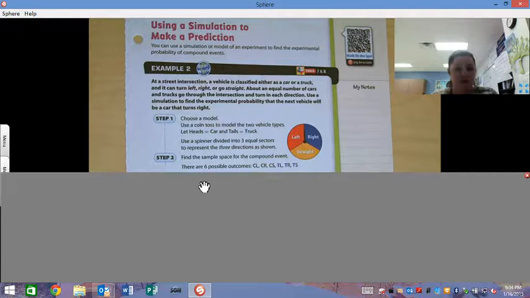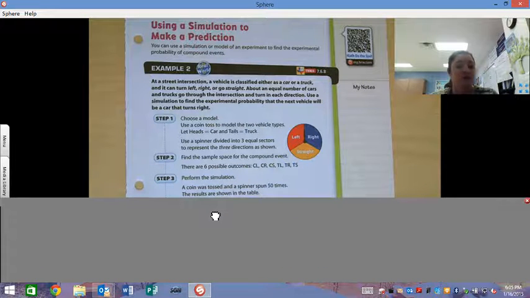Step 2, find the sample space for the compound event. So there are 6 possible outcomes. A car could go left, right, or straight, and then a truck could go left, right, or straight. That's what each of those represent.